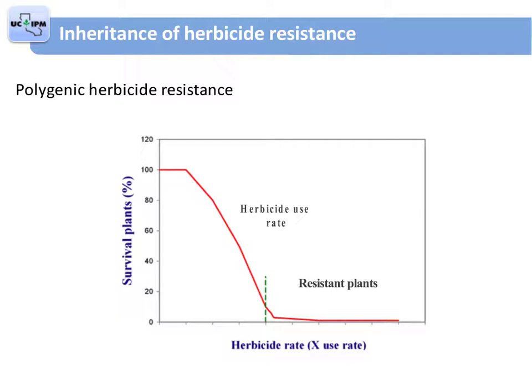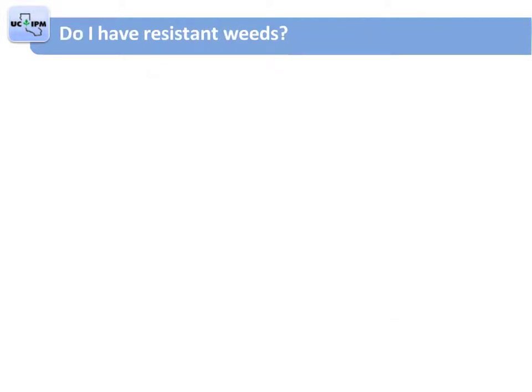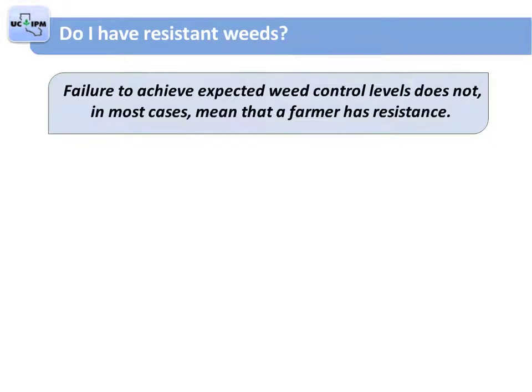In monogenic resistance, increasing the herbicide rate is not going to help delay the development of herbicide resistance, but in polygenic resistance, it may help. So most of the time now, we are asking people to apply the full use rate. How do you determine if you have resistance? Just because you didn't achieve the expected level of control does not mean you have resistance.